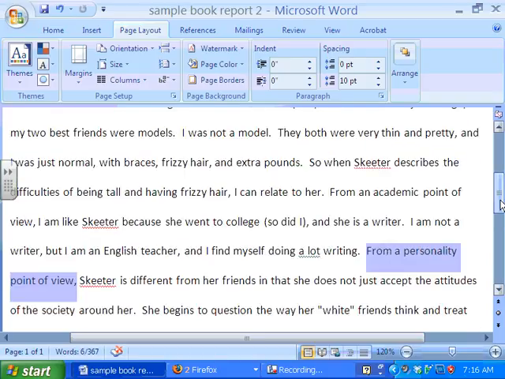Now that's kind of enough, I thought, for my second reason why I'm like her, because it says I needed 3 reasons, so I decided to mimic my own transition again. I had said from a physical point of view, from an academic point of view, and now I say from a personality point of view.